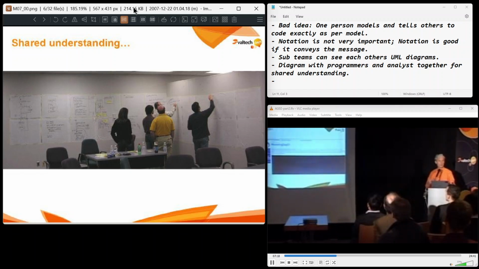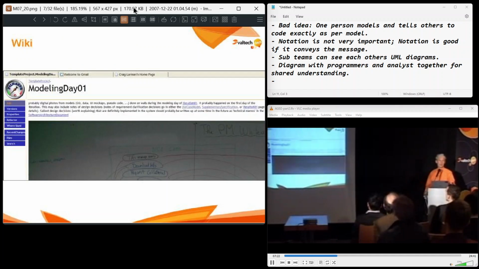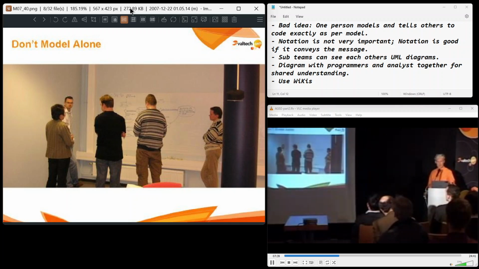So for example, what I do when I'm coaching a team, I'll create a wiki page, for example, called Modeling Day 1 in the first iteration, Modeling Day 2 for the second iteration, and we'll just drop in snapshots, digital photos of all of our sketches, and thus they're preserved and other teams around the world can see the sketches.